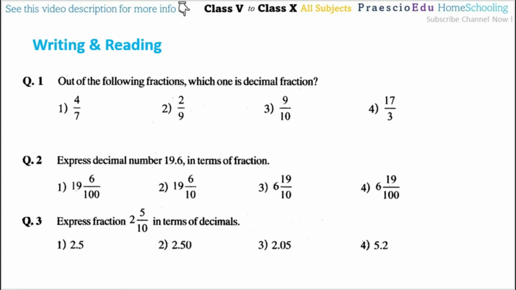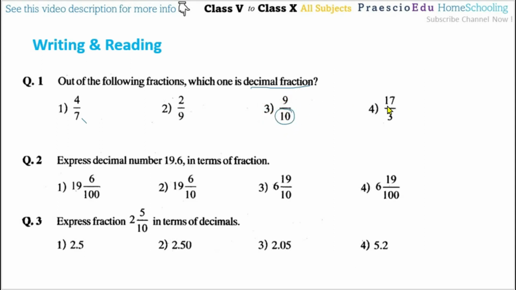So question number 1, out of the following fractions which one is a decimal fraction? Decimal fraction means there should be in the denominator either 10, 100 or 1000 or a power of 10. Okay, so in option number 1, 4 by 7 is not. Then option number 2, 2 by 9, no. Then option number 3, 9 by 10, yes, here we are getting 10.